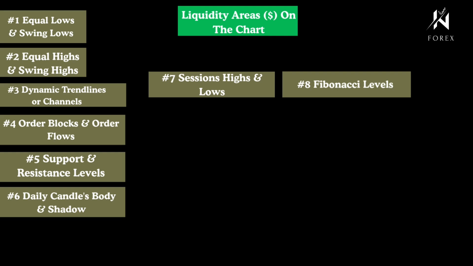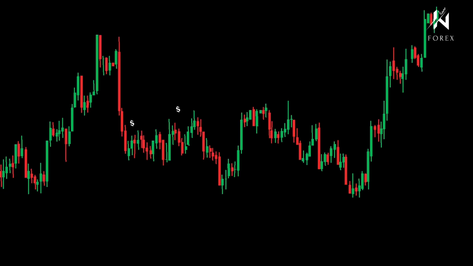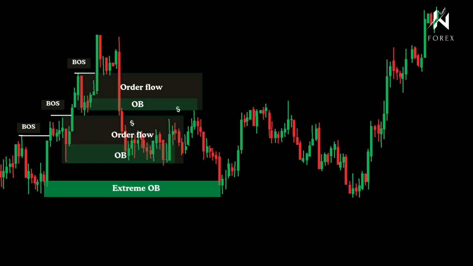Now, let's move over to the live chart to examine some real examples of liquidity on the price chart. On the screen, we're looking at the 4-hour timeframe chart for the EUR-USD pair. Observing the left side of the chart, we notice a series of bullish structure breaks. It becomes easy to trace order flow and identify order blocks.